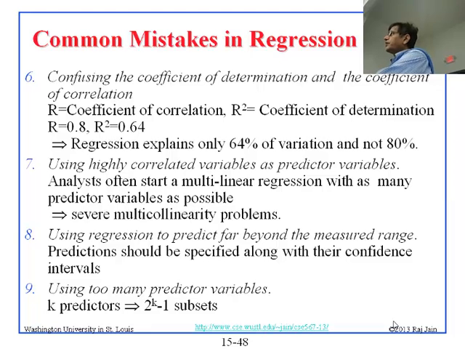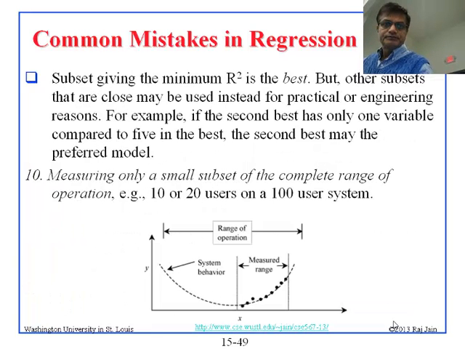Using highly correlated variables, so this was the multicollinearity problem. People just put lots of parameters in the model without realizing that they are all related to each other. Using regression to predict far beyond the measured range. And that's a very common thing. People measure it for the last 5 years and predict for the next 50 years. Right? Using too many predictor variables, which is similar to multicollinearity.